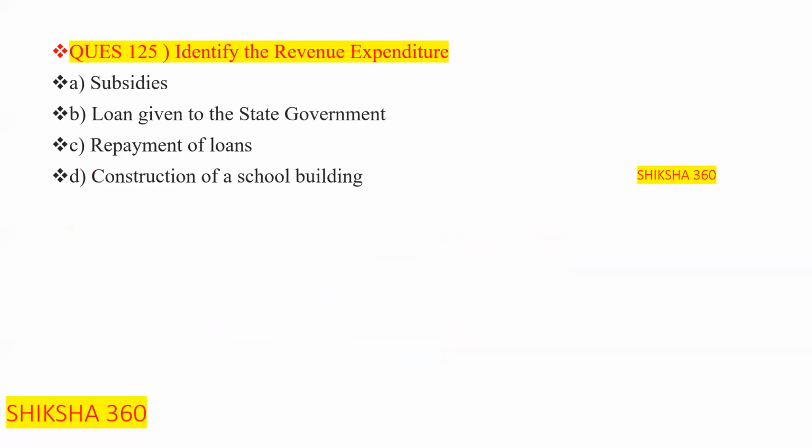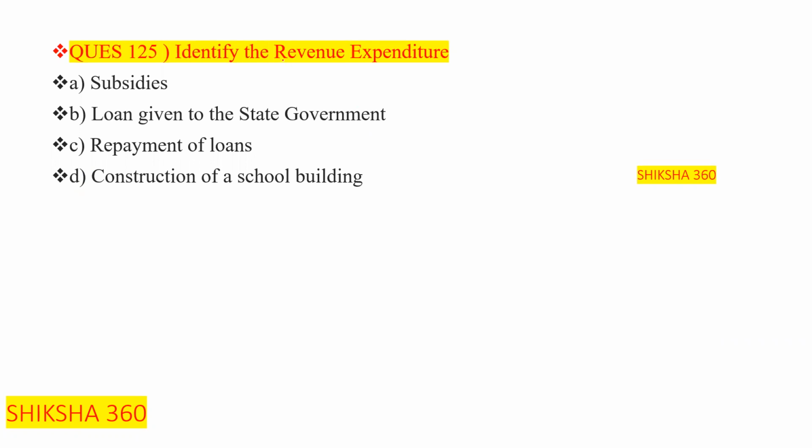Now move to question number 125. Identify the revenue expenditure. Here we have to identify the revenue expenditure. Subsidies, loan given to the... One student says, sir, the same type of question comes in the examination. Yes, you will find these types of questions in the examination. That's why I will discuss different questions.